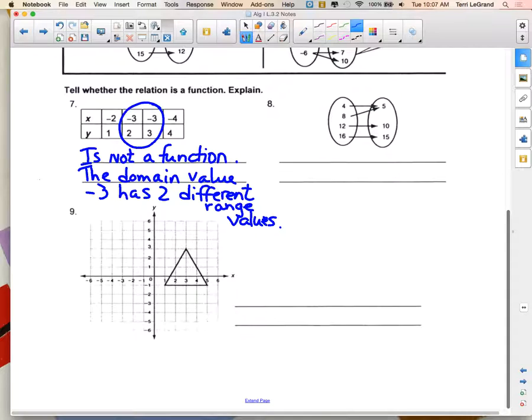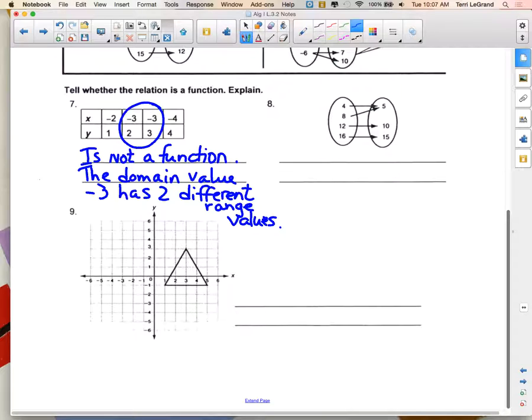Okay. Is this a function? Okay, convince us why. Because the domain doesn't have the same value for the same thing. Okay. So if you split it, I think she's trying to say each domain value has only one range value.